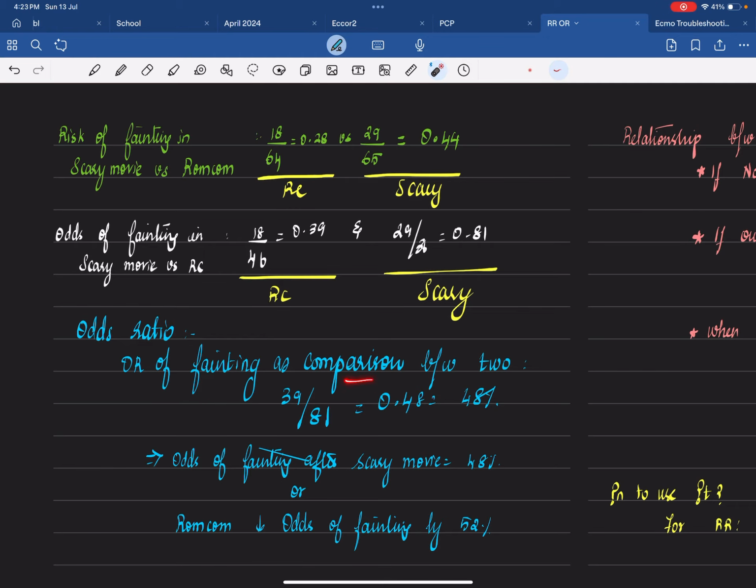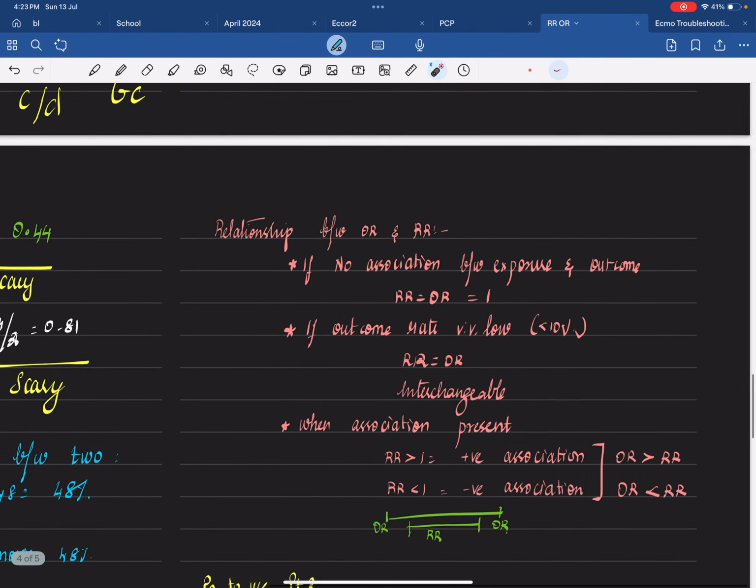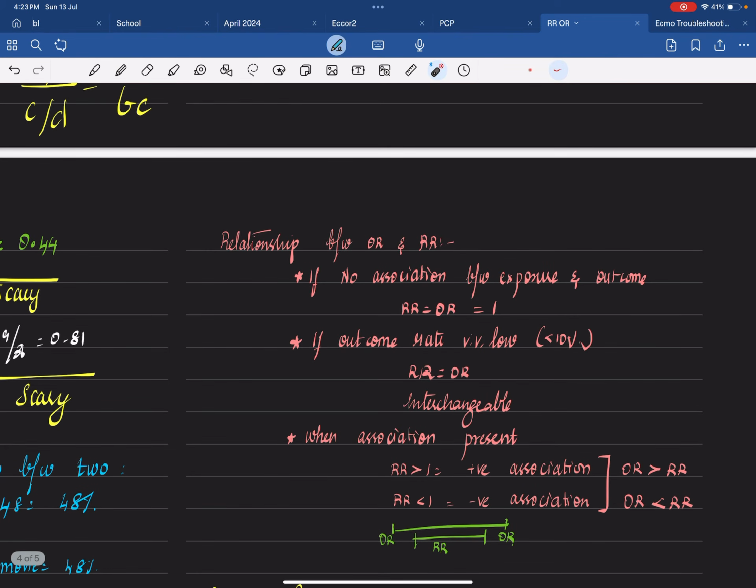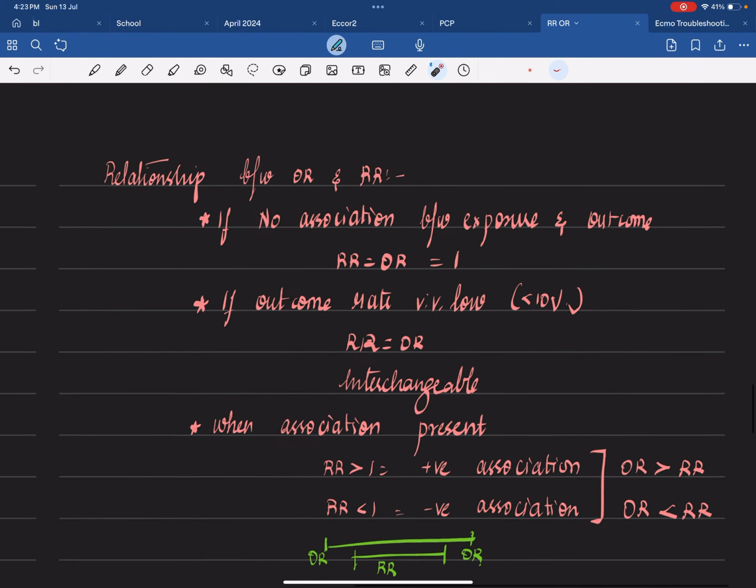When you compare between the two, it will become 0.39 by 0.81, or 39 by 81, which comes to 0.48. In percentage, it is 48%. What does this mean? It means the odds of fainting after watching a rom-com decreases the odds of fainting by 52%. Do you see now how the numbers are different between your relative risk and your odds ratio? That's why it is important to know which one to choose for what, and what is the relationship between these two.